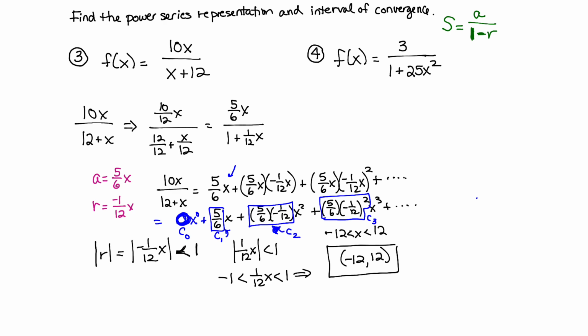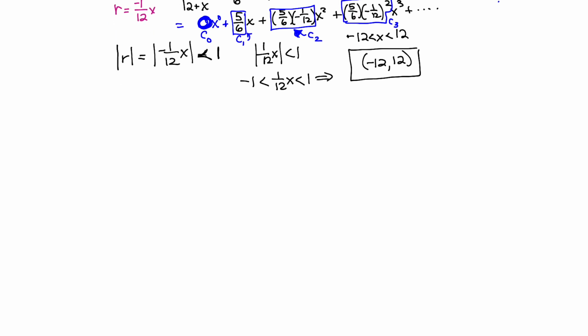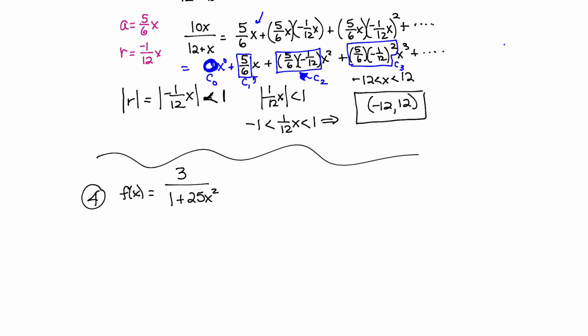And that becomes crucial for the next problem, which is 3 over 1 plus 25x squared. And that has a 1 in it right away, right? So what did you let a be? a is 3, and r is negative 25x squared. Is that what you got? Okay, so first thing, let's write out our terms. If that's how we're going to let a be and what r is going to be, let's write these terms out. Are you with me?